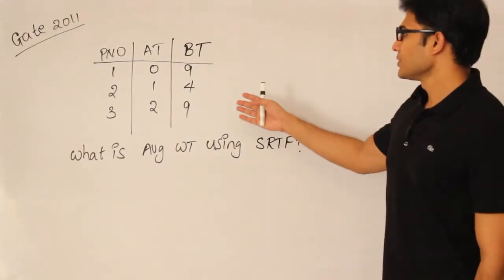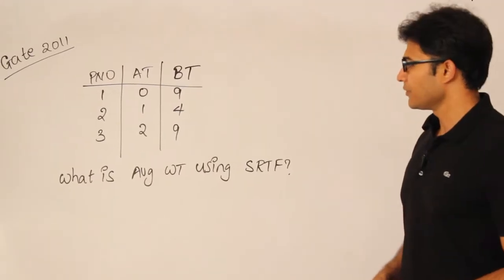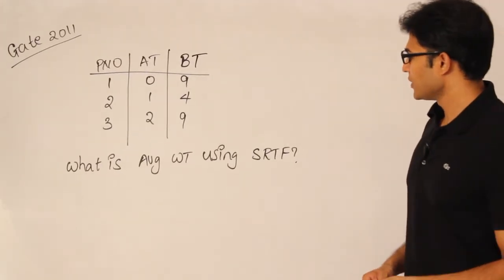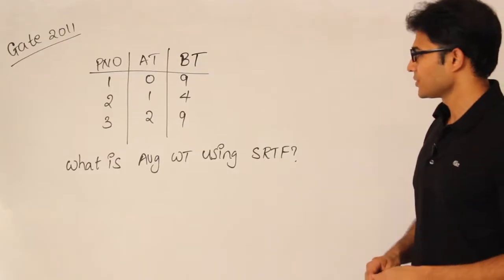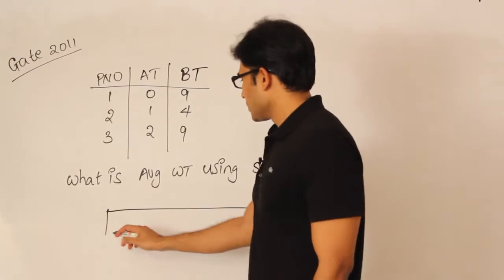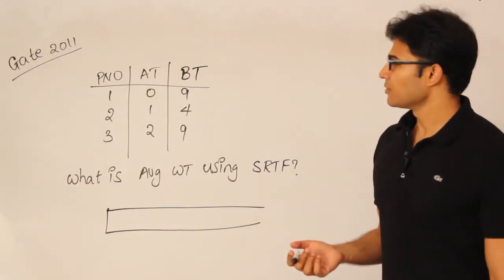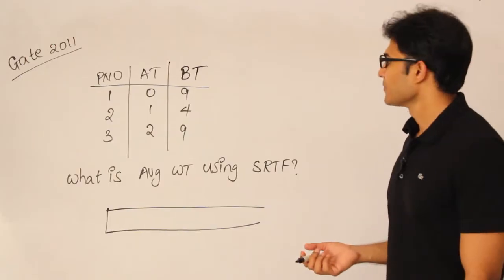Now, given this problem in GATE 2011, they are asking what is the average waiting time using shortest remaining time first. So it is straightforward. You can finish it off this way. See, you can solve any question in GATE. You can try all the papers. They all will be very simple when it comes to CPU scheduling.